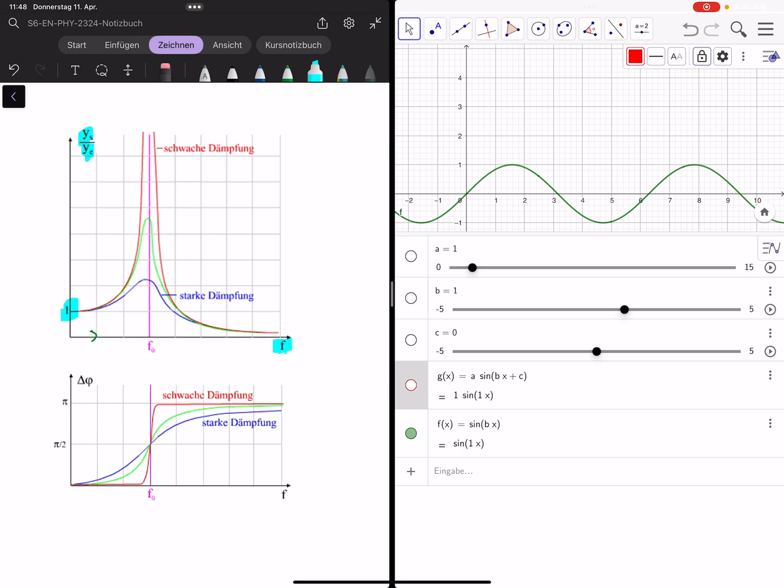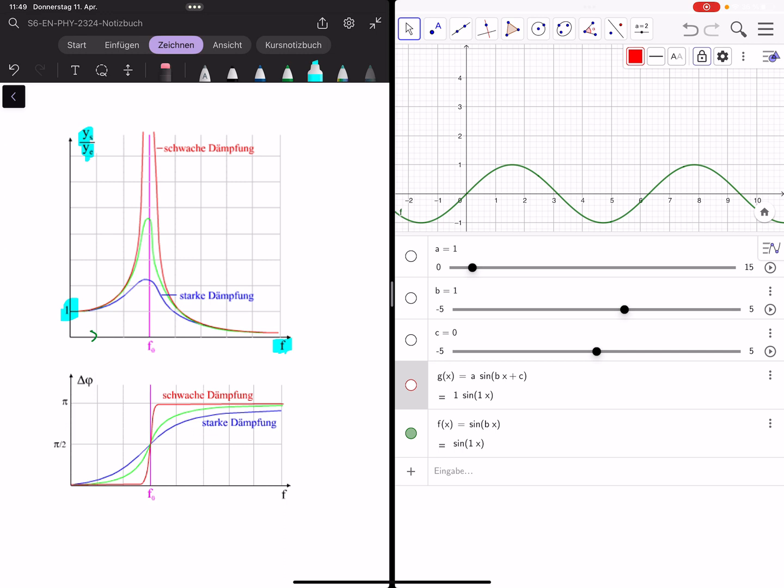But we have already seen that the amplitude is an indicator for the energy of the oscillation. And it is quite obvious that the older child must have put more energy into the swing, because the maximum velocity is a lot higher, so the kinetic energy must be higher, and also the potential energy because the deflection is higher.